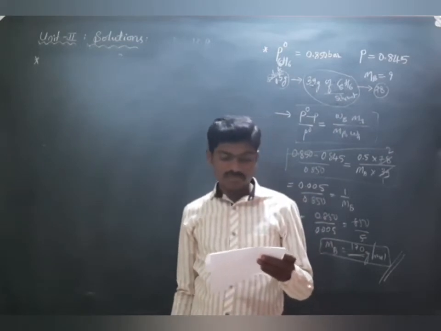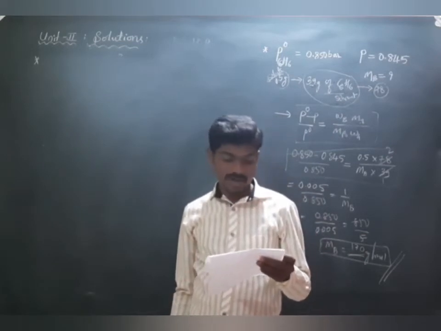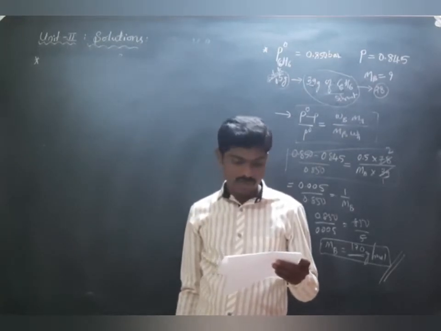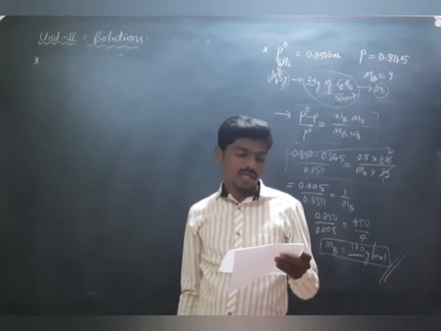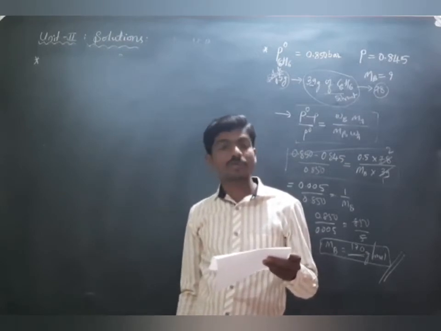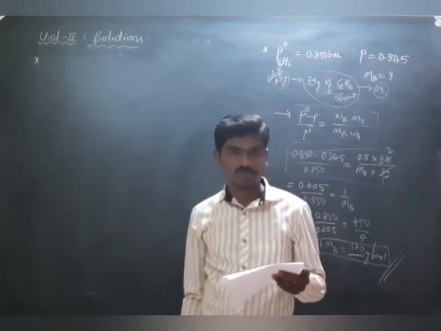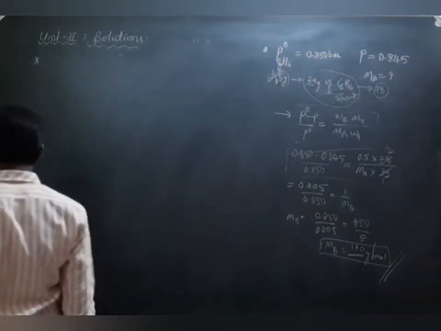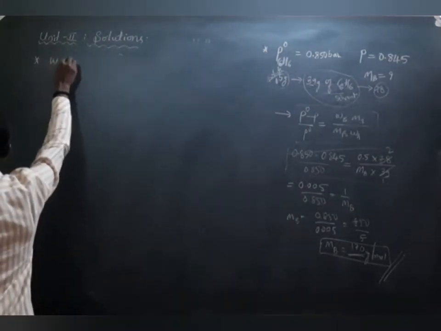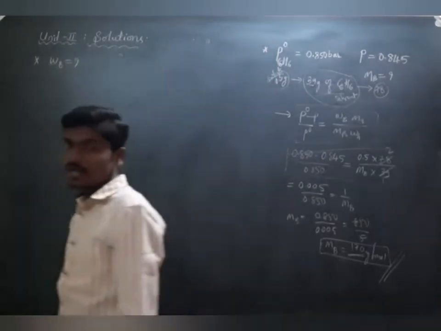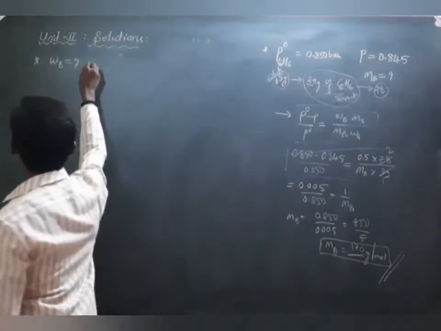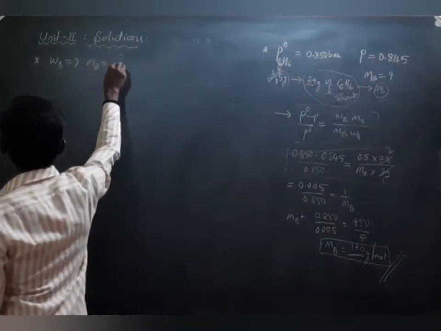Calculate the mass of solute whose molar mass is given in bracket. Calculate the mass of solute, its molar mass is 40, which should be dissolved in 114 gram of octane to reduce its vapor pressure to 80%. Calculate the mass of solute, that is WB is equal to question mark. The molar mass is given, that is 40.